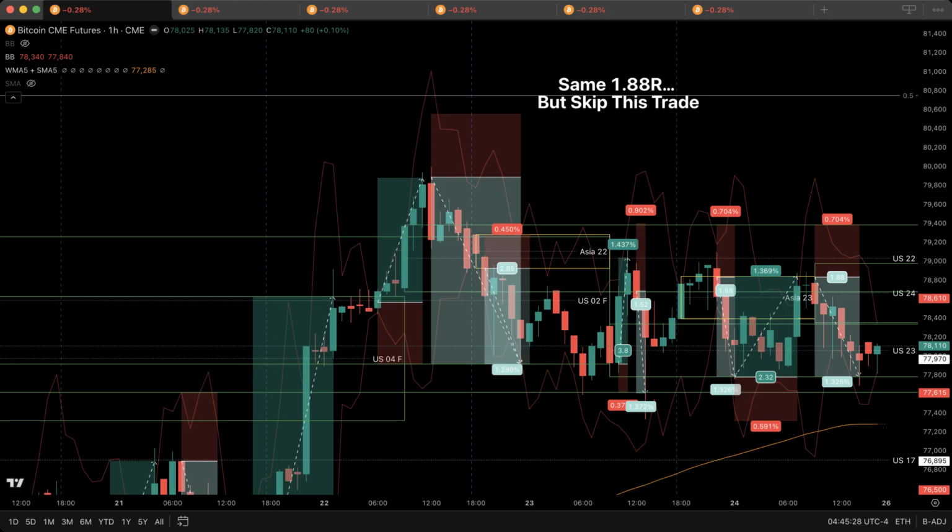Short at April 23rd Asia session upper boundary. Stop at April 22nd U.S. session upper boundary. Target at April 23rd U.S. session lower boundary. Risk-reward ratio 1.88. Everything looks identical. Same level, same reaction, same structure. So most traders take it. But this is where the mistake happens.